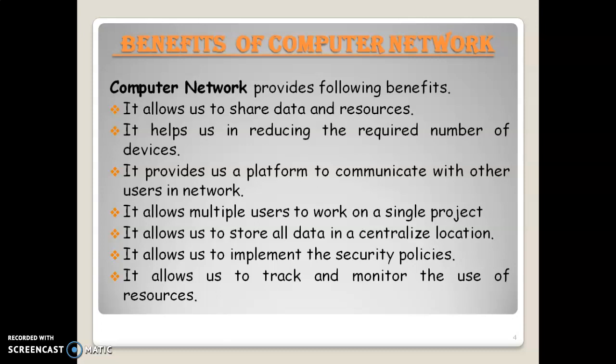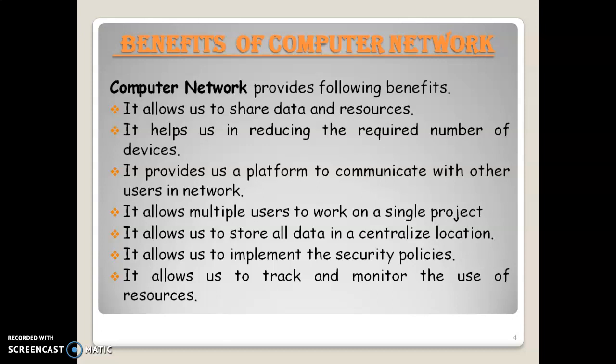If many users are working on the same project, they can work on it on different machines, and then they can save data, and that data can be accessed by any other user working on the same project. If you save data from your device, it can be accessible from another device also. So multiple users can work on a single project using multiple devices, and also using a single device. It also allows us to store all data in a centralized location.